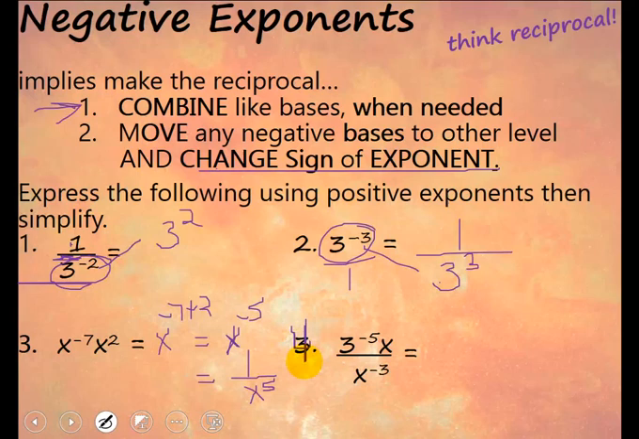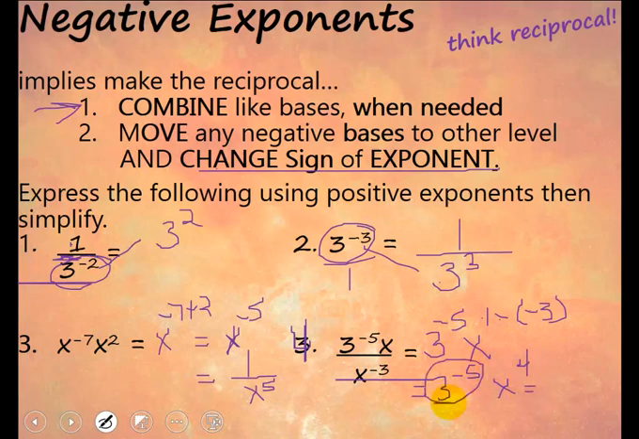I'm going to combine my like bases. So I have 3 to the negative 5th, x to the 1 minus a negative 3. Remember when I said be careful when you're subtracting off negative numbers? 1 minus negative 3. That actually goes positive, right? So this is 3 to the negative 5th, x to the 4th. This needs to be moved to the other level. So that's 3 to the 5th, and this is x to the 4th. There we go. X to the 4th over 3 to the 5th.